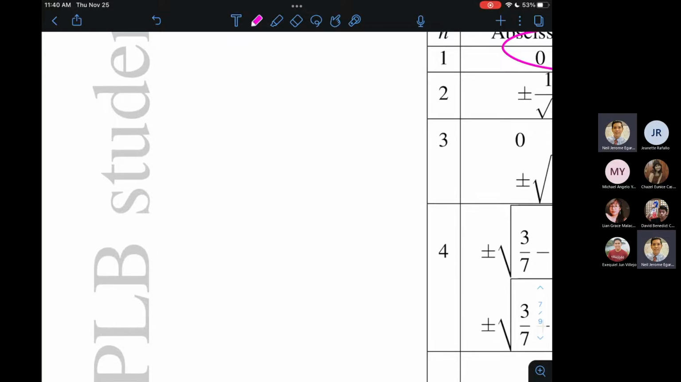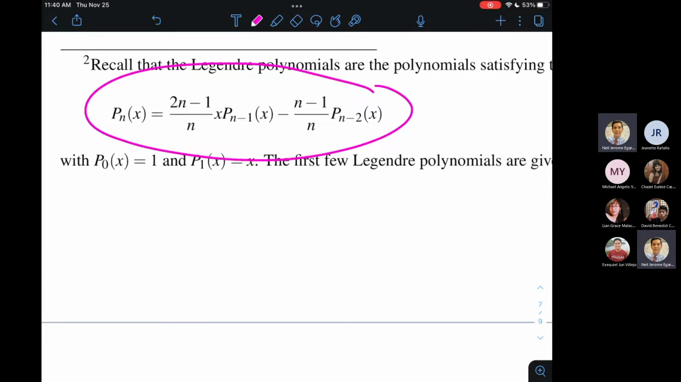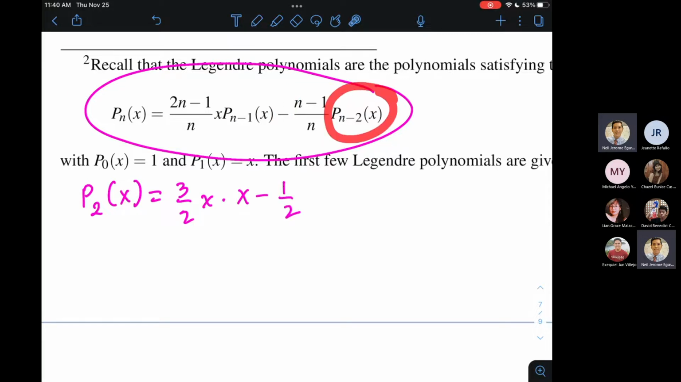But if you remember, the Legendre polynomials are defined recursively using this. Okay? So I'll take P2. P2 of x will be, with n equals 2, 3 halves x times the previous Legendre polynomial, which is x, minus (2 minus 1) over 2, so that's 1 half, times the Legendre polynomial 2 steps back, which is the constant polynomial 1. So the second Legendre polynomial is 3 halves x squared minus 1 half.